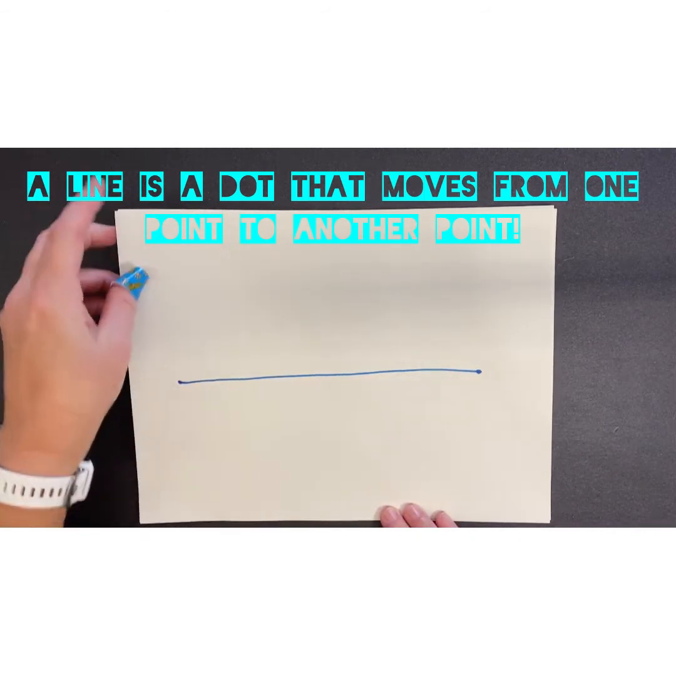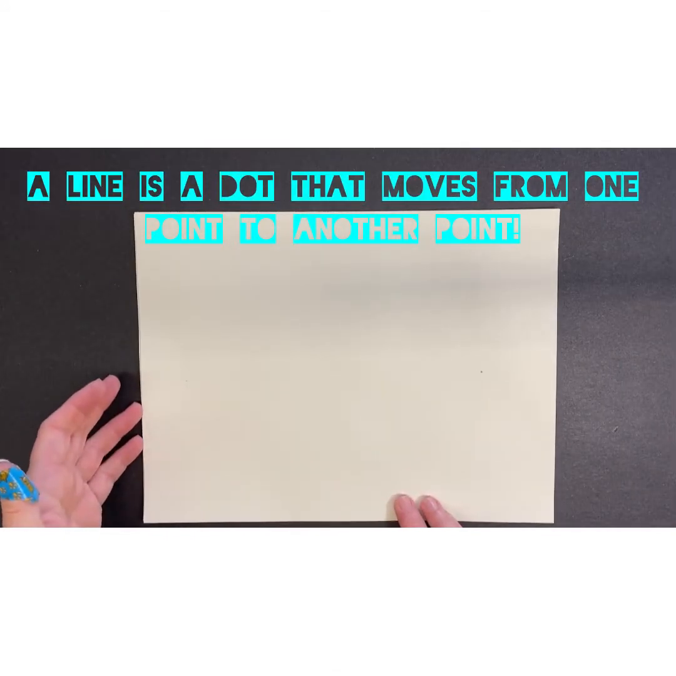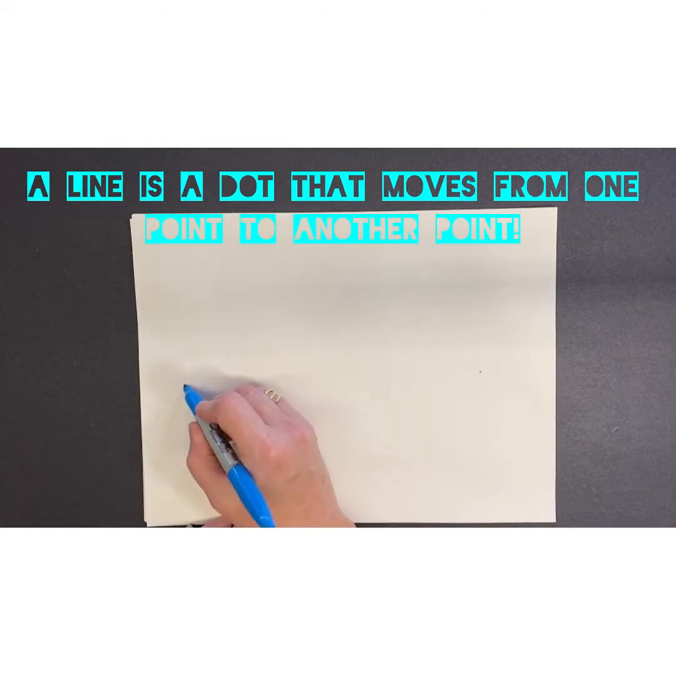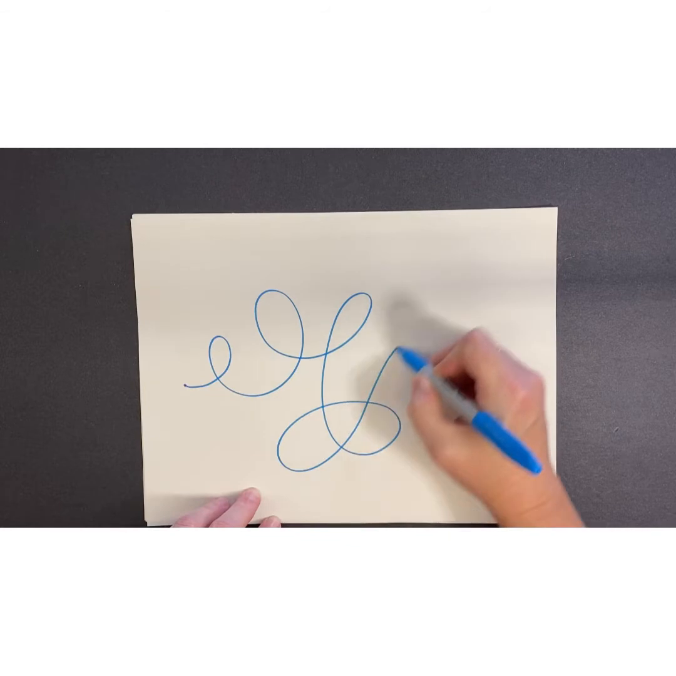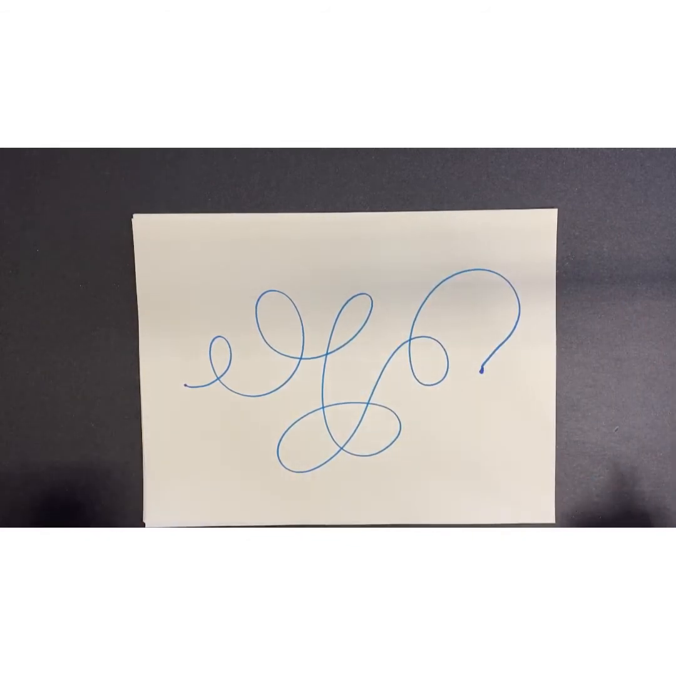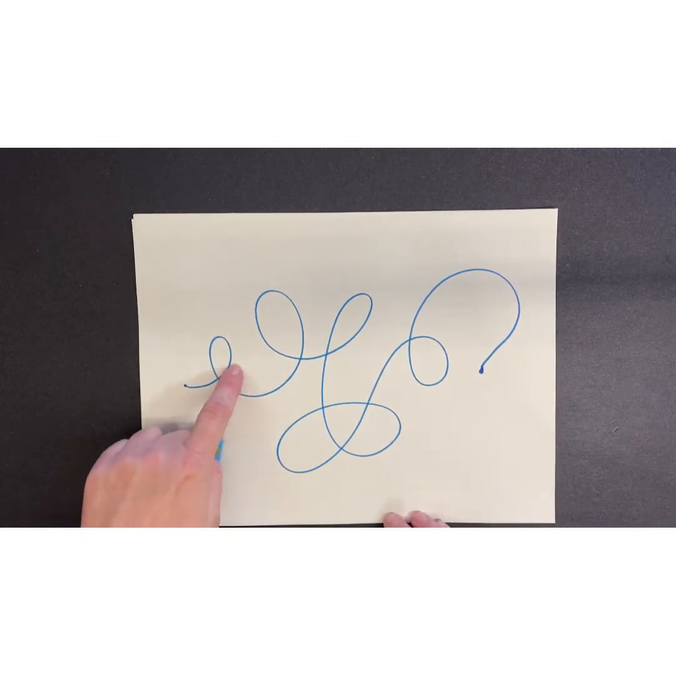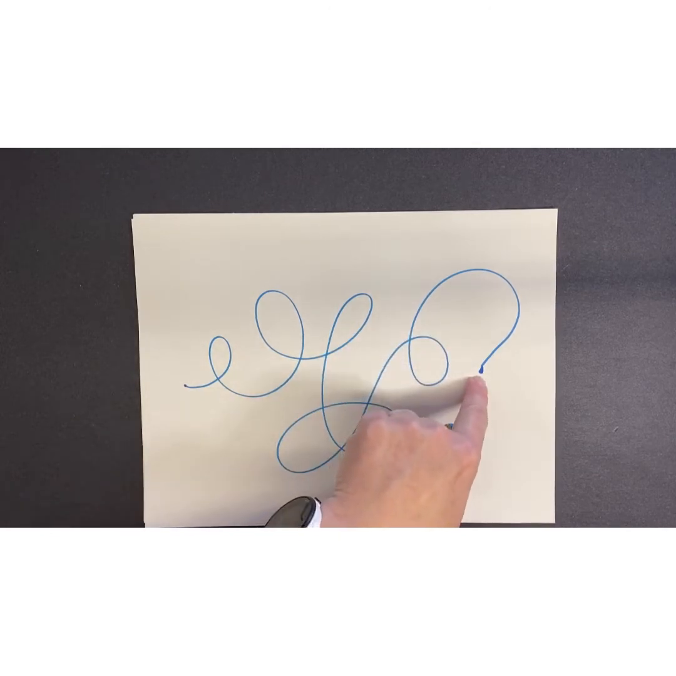Now, I think we all know that lines do not have to be straight. You may have a dot that wants to take a walk, and he might be a little bit wild and crazy. And so he's gonna go on his walk just all over the place. There we go, and he stops right there. So that is a line. It's a dot that traveled from one point all the way to another point, all right?